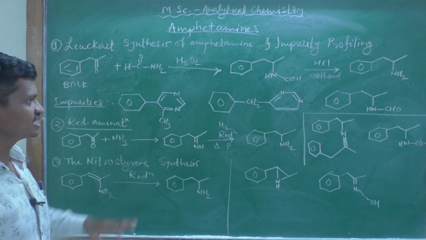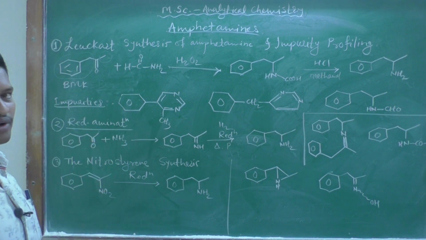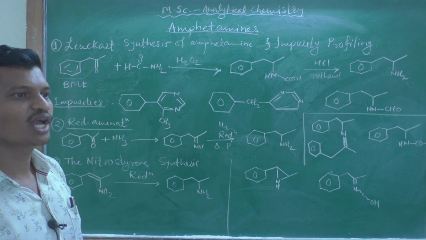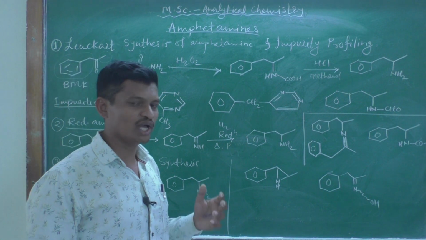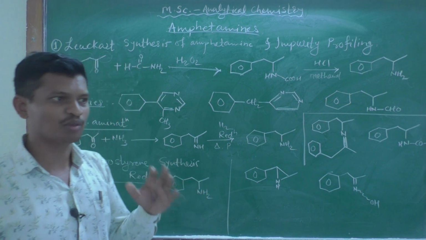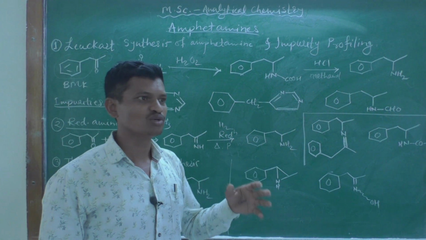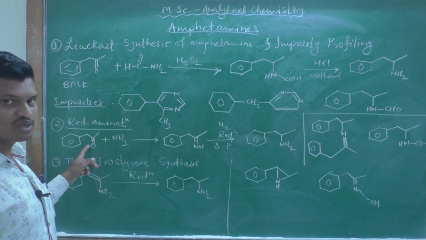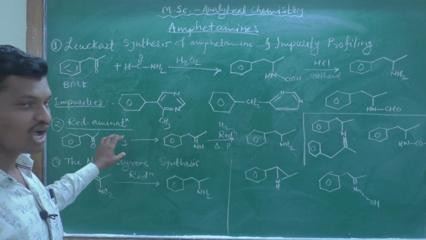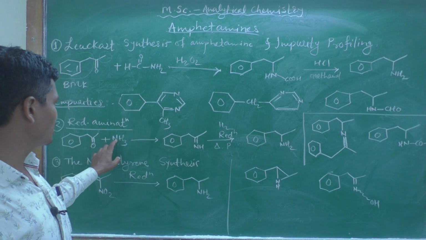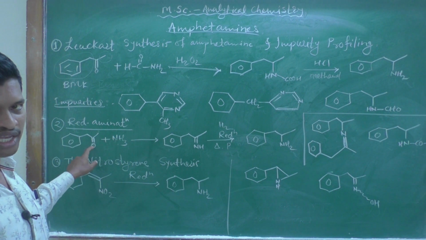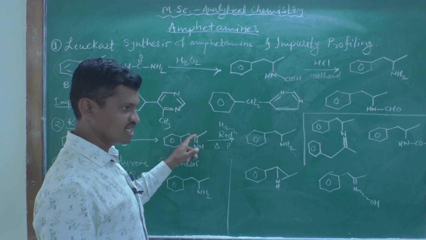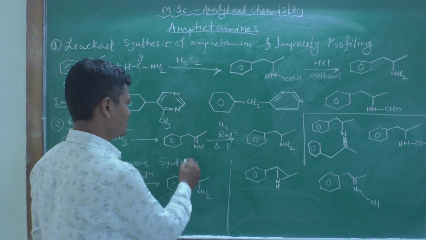Okay, so this is the first synthesis. Now the second one is reductive amination. Reductive amination means we are doing an amination reaction on that carbonyl compound, and after that you have to do reduction. Okay, so benzyl methyl ketone is again taken and it is reacted with ammonia. Ammonia reacts with a ketone, any ketone, and it gives an imine. So C double bond N, this is known as imine.